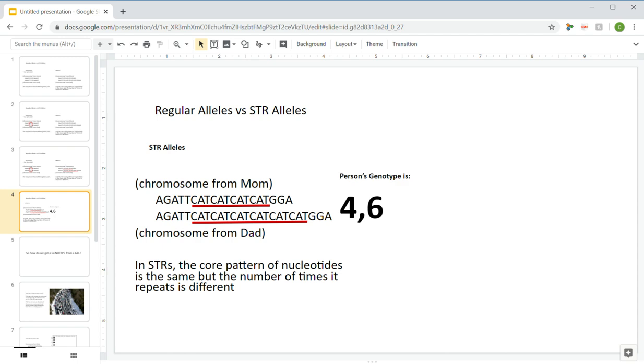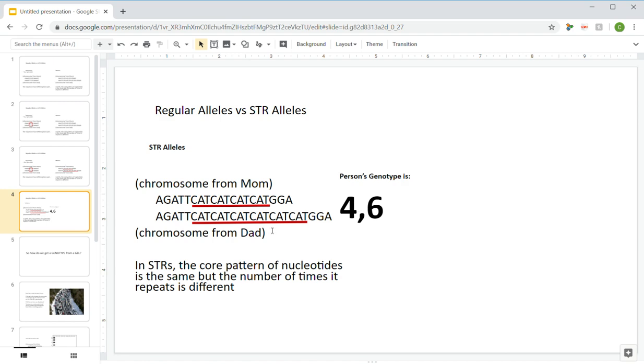So instead of having a dominant and a recessive, we just record the number of repeats in each sequence. So on the chromosome from mom, they had CAT repeat 4 times. So that allele is a 4. And on the chromosome from dad, that sequence repeated 6 times. So that allele would be a 6. So this person's genotype is just going to be 4, 6.